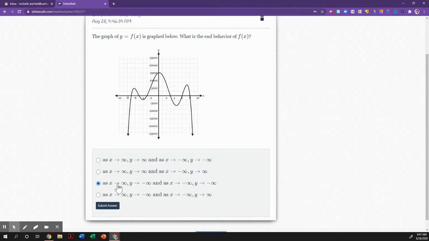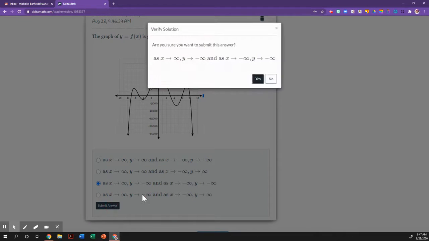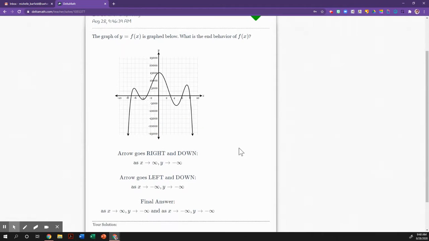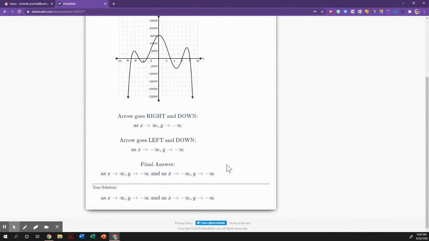As x goes towards infinity, y goes to negative infinity. Okay. Now if I start right here, my x values, if I were to trace, would get bigger, but my y values would be going off to negative infinity. Okay, and as x goes to negative infinity, so here, my x values are going towards negative infinity, so they're getting smaller and smaller and smaller. My y values are doing the exact same thing. All right, submit my answer. Yes. Okay, and there it is. And it's the same explanation that I gave you.